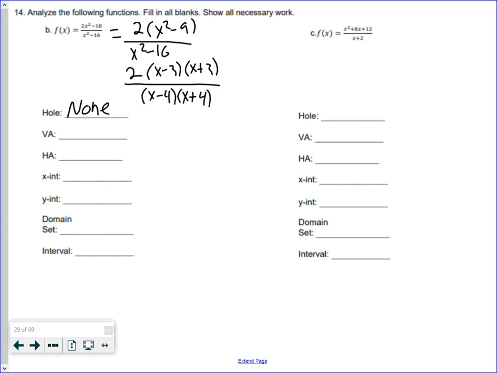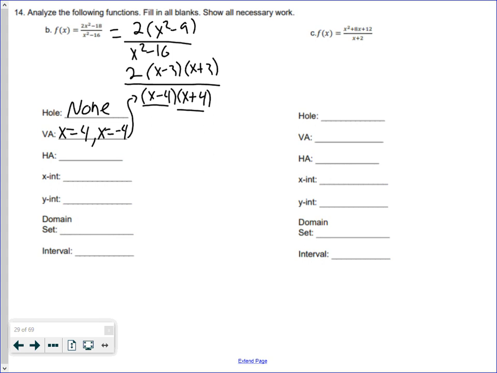Vertical asymptotes, that's going to be whenever the denominator equals 0. Or whatever, that's going to be what x value sets the denominator equal to 0. So in this case, x equals 4 sets x minus 4 equal to 0, and x equals negative 4 sets x plus 4 equal to 0. So that means both of those are our two vertical asymptotes. And remember, put x equals 4, x equals negative 4. Just putting 4 and negative 4 doesn't make any sense. Those are just numbers. They're not actual lines or actual asymptotes.